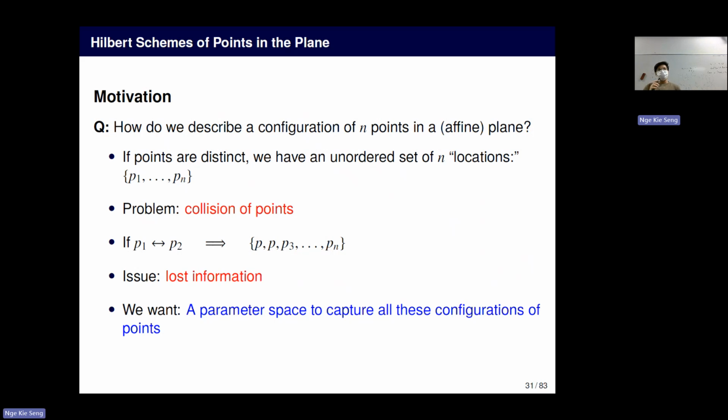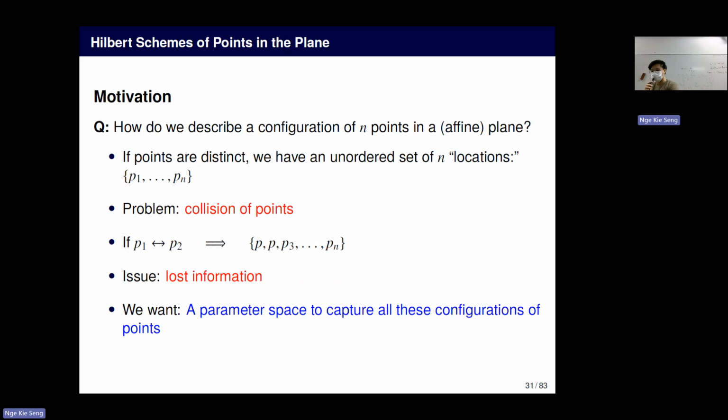Then the issue is that we have lost information. We know the 2 points are at the same location, but we have forgotten how they came together. For instance, did they approach along the x-axis, the y-axis, or some other direction, for example along a line? What we want is a parameter space to capture all of these configurations, including how they collide. And a good parameter space should not lose this kind of information.